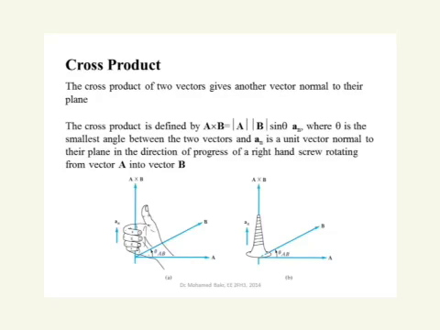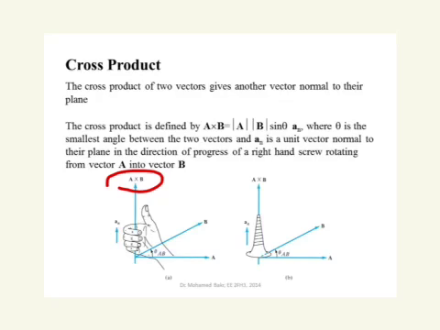The cross product, sometimes called the vector product, gives us a vector which is normal to the plane of both vectors. If you take a look at figure A, you have a vector A and a vector B, drawn starting from the same point. A cross B gives you a vector normal to their plane, pointing in the direction of progress of a right-hand screw rotating from A to B. We call it the right-hand rule. If you go around from A to B, the right-hand screw will progress in the direction of A cross B, which is shown here.